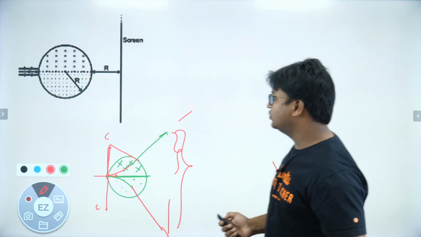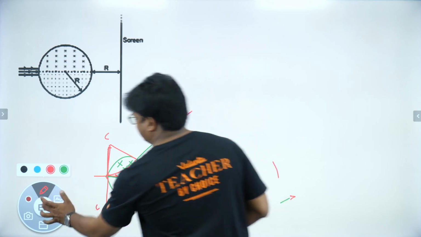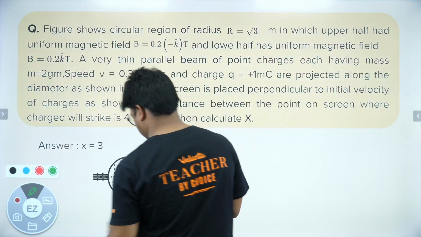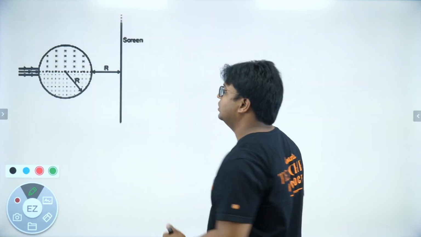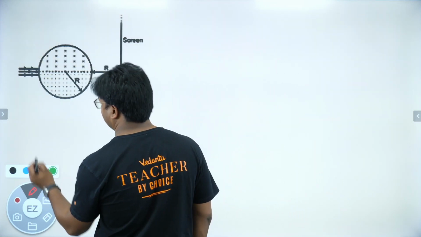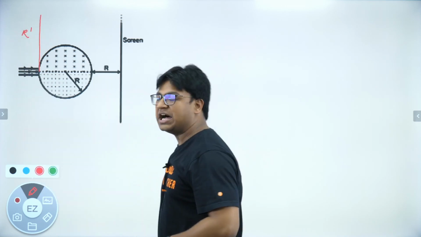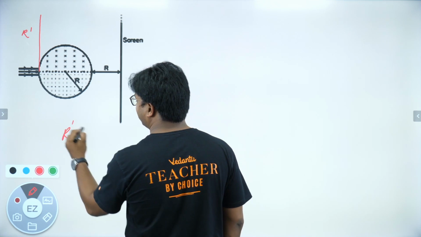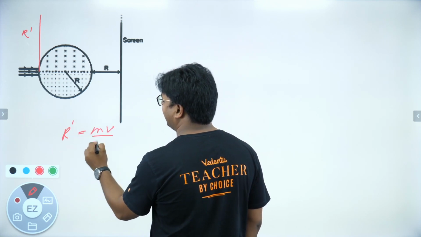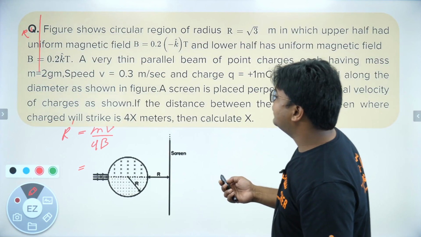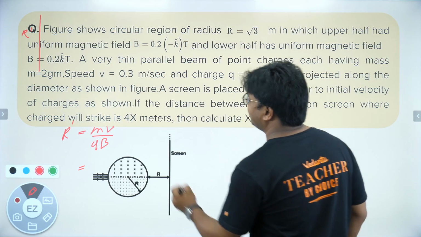Let's see how to do this. I need some space. First of all, I'm going to calculate this radius, and I'm going to name it r prime. This r prime is given by mv by qB. Now I need some numbers here. Let me go back and have a look at what the mass is.